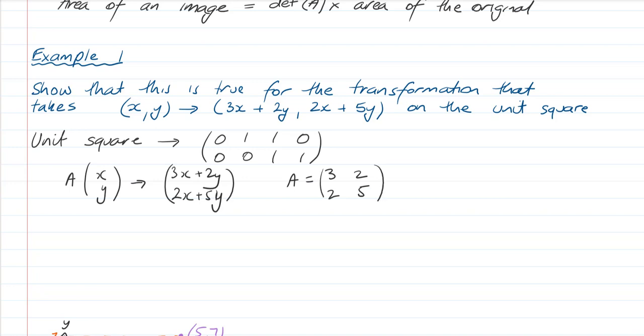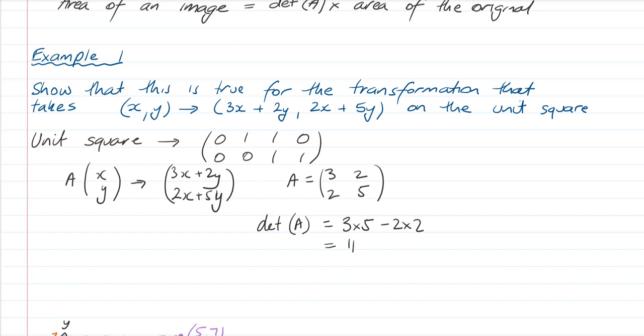It does stuff. Doesn't really matter what stuff it does. It's got some shears going both ways. It's got some dilations, whatever. But it also transforms the shape. Now, the determinant of A is important here. The determinant of A is 3 times 5 minus 2 times 2, which is 11.